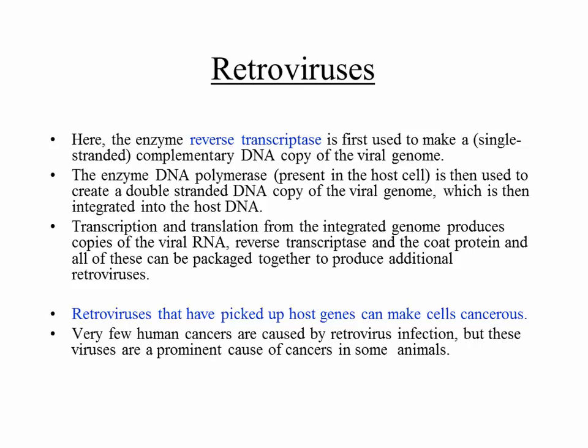And transcription and translation from the integrated genome will produce copies of the viral RNA, reverse transcriptase, and the code protein, and all of those can be packaged together to produce additional retroviruses. Okay. Now, retroviruses which have picked up host genes can make cells cancerous, right? There aren't too many human cancers that are caused by viruses, right?